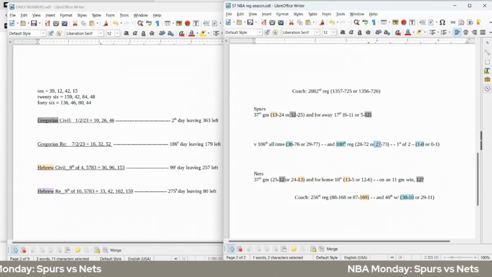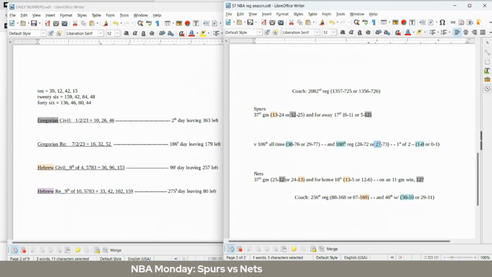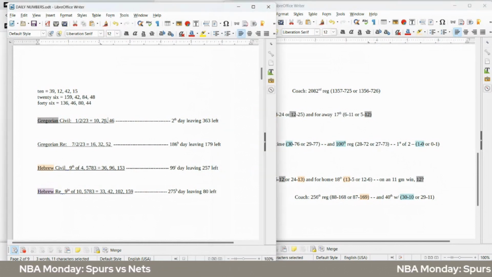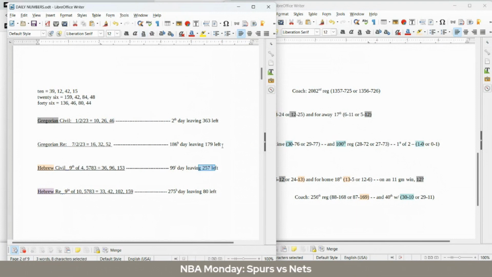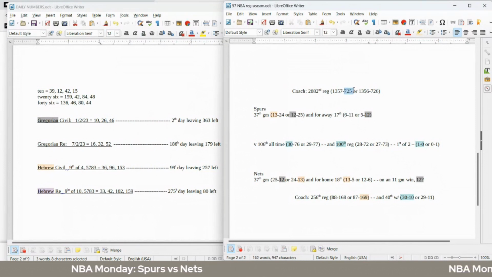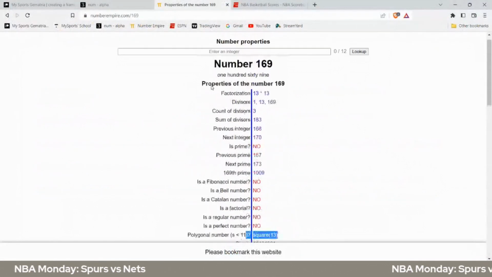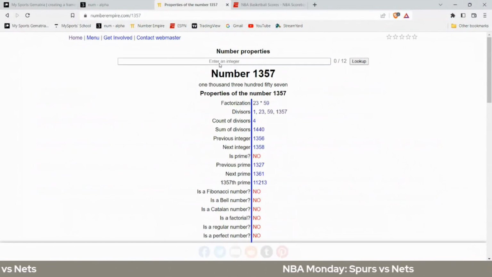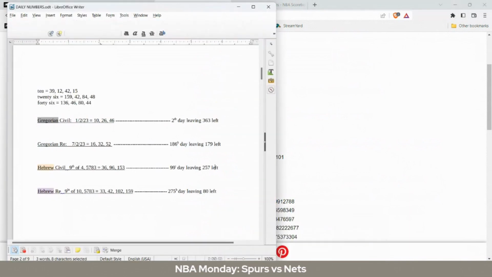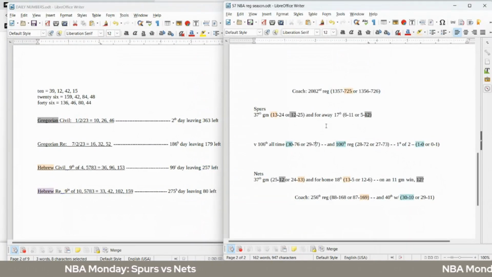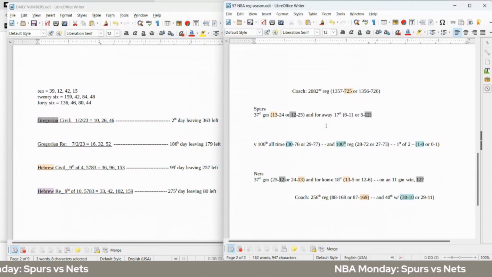Spurs can sit on 27 regular season head-to-head losses against the Nets with the win. 27 written out sums to 46. It is a day with 46 date numerology. It's also a day leaving 257 left in the Hebrew civil calendar. And the Spurs coach can sit on 725 losses regular season for his career with the win. 257, 725. They're just anagrams of each other. Let's go ahead and pop this number in, 1357. See if that has any number properties. 1357. Nope.